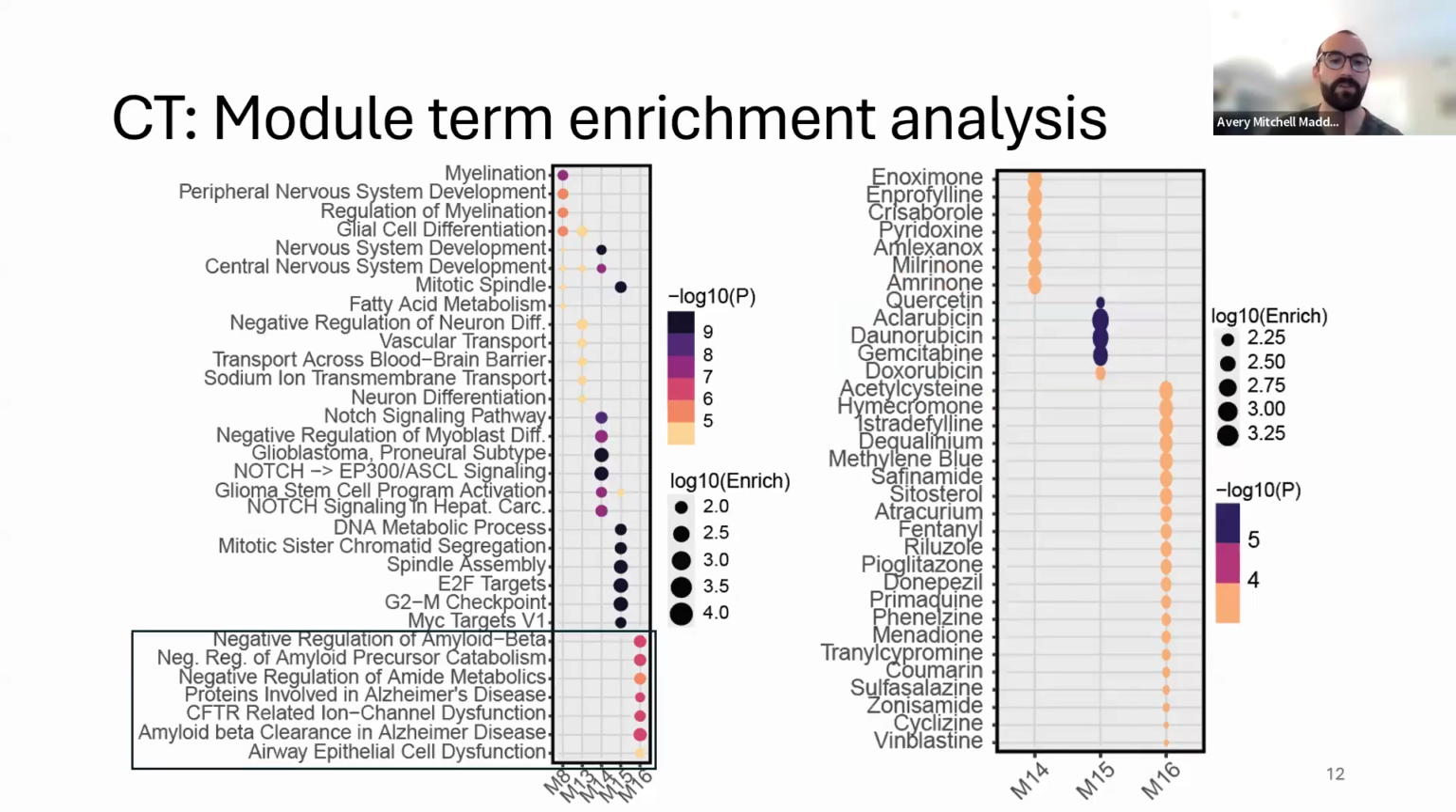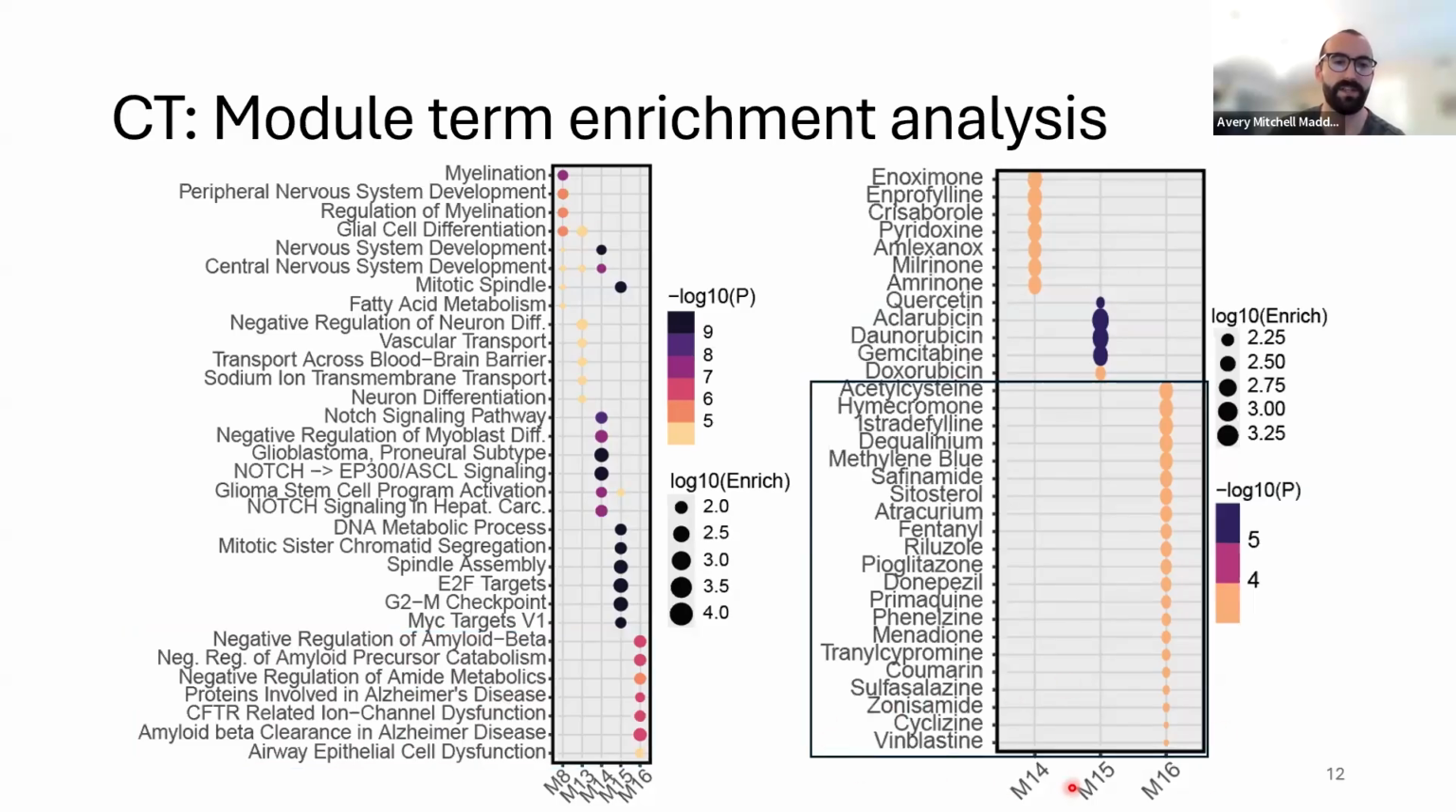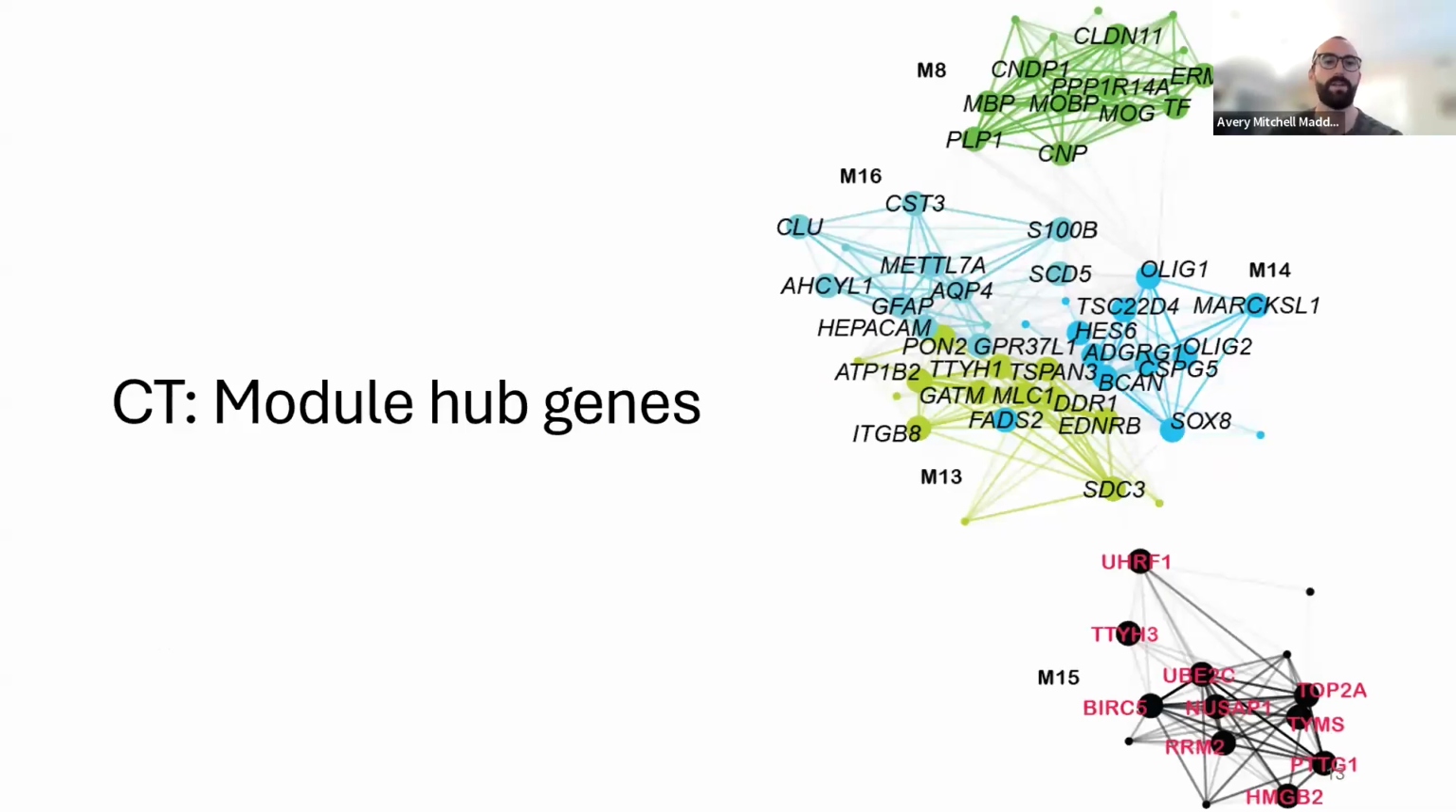And then finally, for module 16, kind of confusingly, we see it's enriched for a lot of amyloid beta plaque type pathways. And at the bottom, we see that it's also a target of vinblastine. So that helps us understand these modules in broad strokes. But to get a more in-depth understanding of them, we can look closely at their module hub genes. Here I've subset the network just to those modules of interest and their top 10 hub genes for each of those modules.